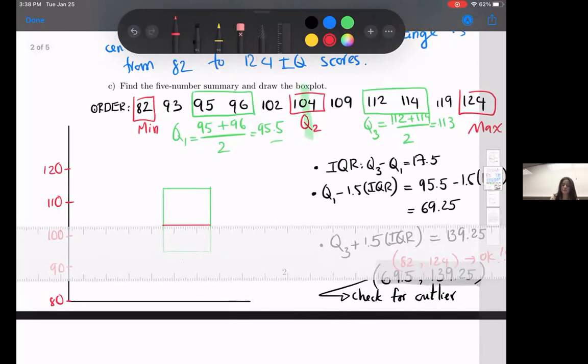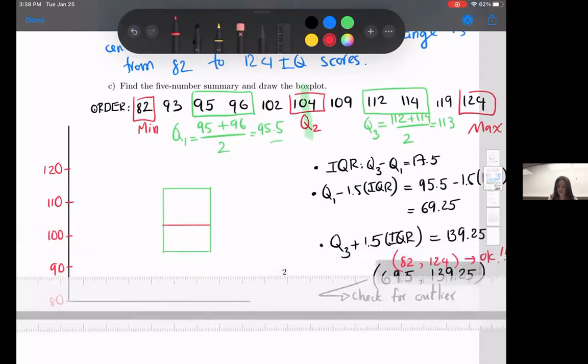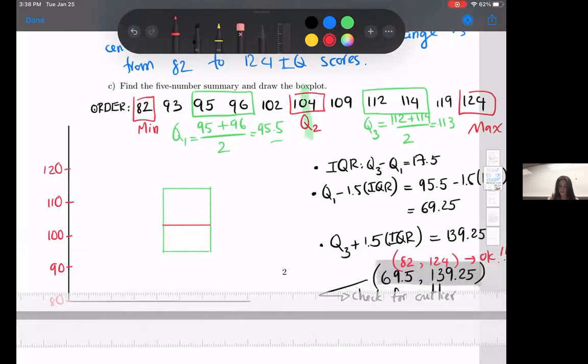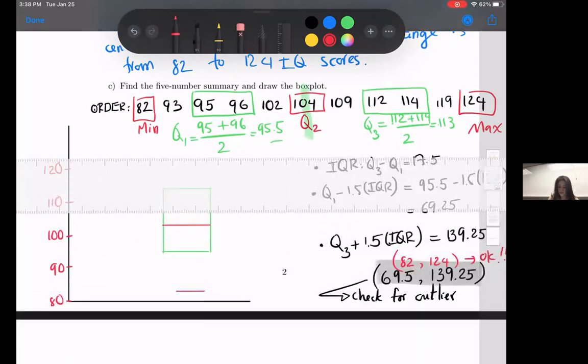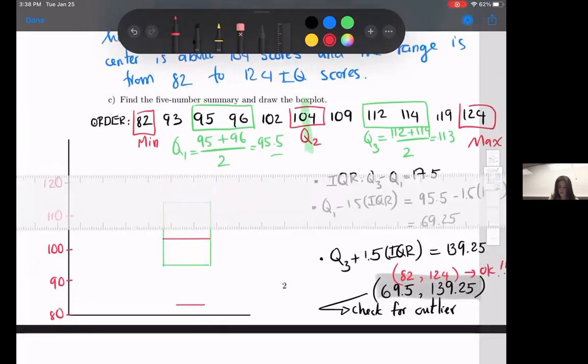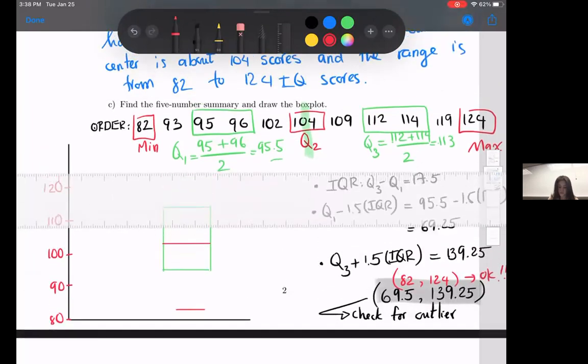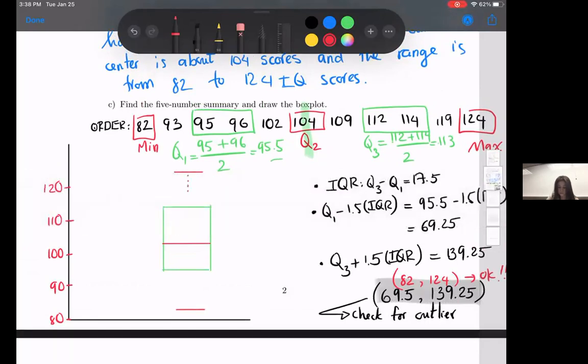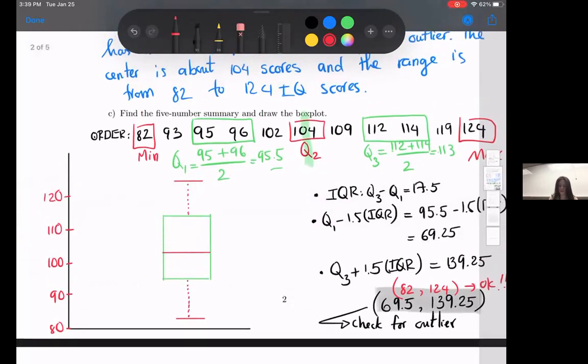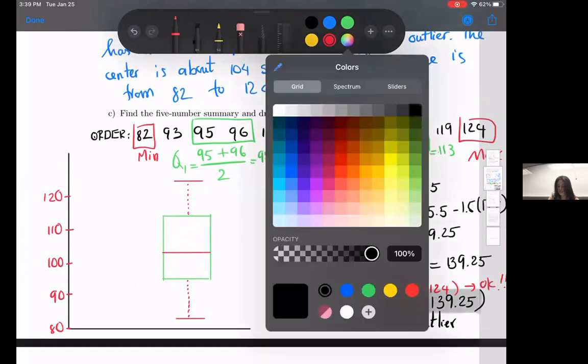Okay, that's the median. And now the min and the max, right? The min and the max, 82 here, and then 124. Then you're not done here. You have to remember what you have to do. What's the last step?